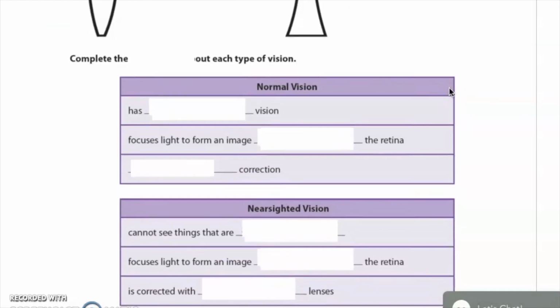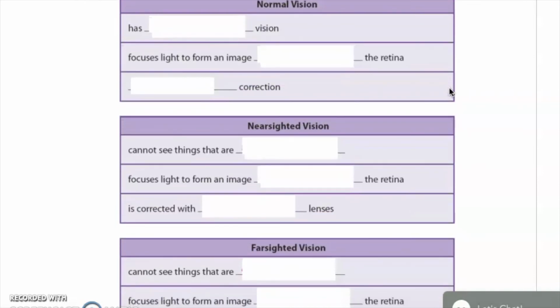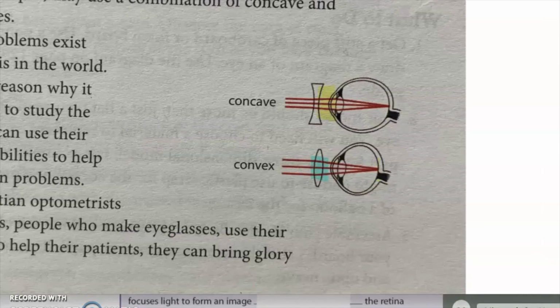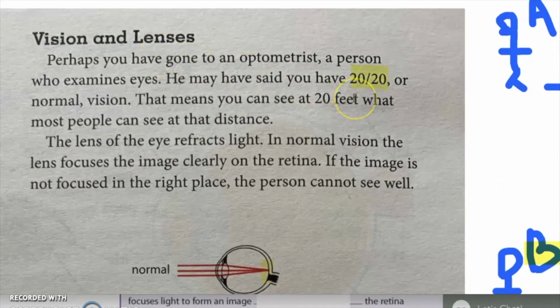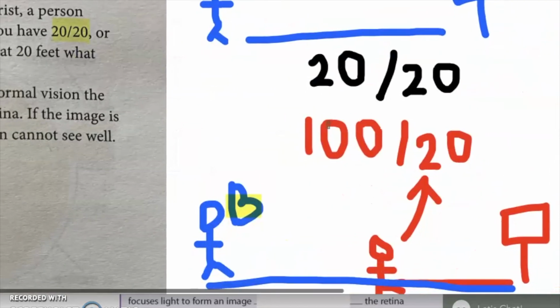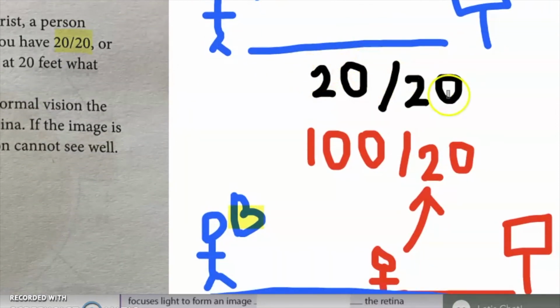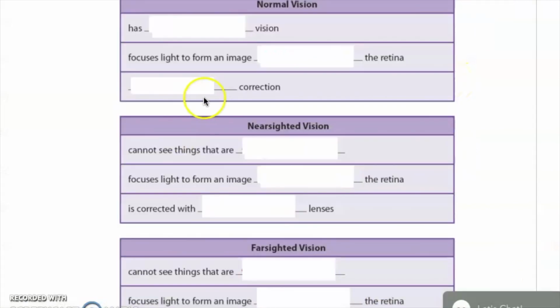And normal vision. So today we talked about 3 different types of vision, which are normal, nearsighted, and farsighted. So normal vision has something vision. So when you look at the textbook once again, here. So we say normal vision has 20/20. What does that tell you? I explained to you 20/20. So the front number and the back number are the same. That means your vision and the normal people vision are the same. And focuses light to form an image. The retina.